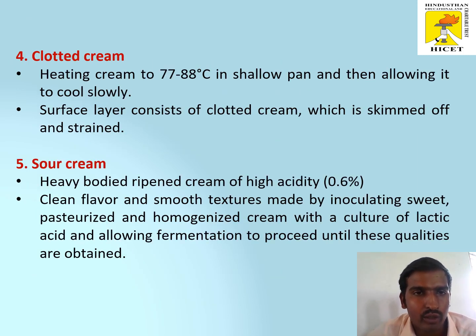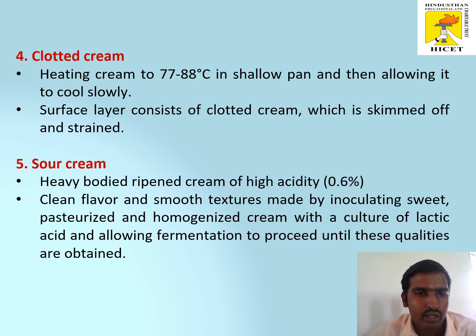And clotted cream. Clotted cream is made by heating the cream to 70 to 80 degrees Celsius in a shallow pan and allowing it to cool slowly. Compared to the other creams, clotted cream has a higher protein percentage, and it can be held for 24 hours in the aging process, and it has more applications. The surface layer consists of the clotted cream, which is skimmed off and strained.